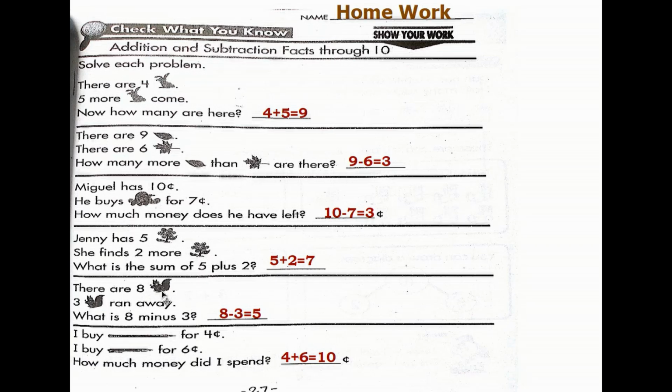There are 8 animals, and 3 run away. What is 8 minus 3? 8 minus 3 is 5. Yes? 5 is the correct answer. Lastly, I buy a pencil for 4 cents. I buy a pen for 6. How much money did I spend in total? I spent 4 for the pencil, 6 for the pen, so totally the sum. I'm asked here to find the sum, so it will be 10, right? 10 cents. I spent 10.